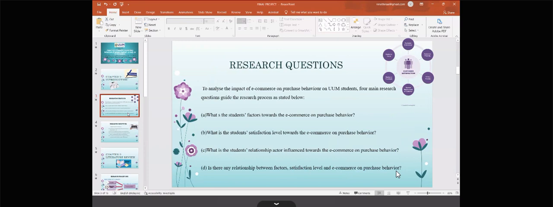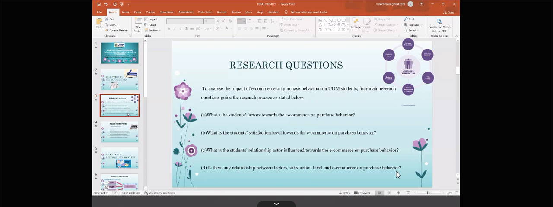What's the student factors? What do you mean by student factors? What makes them buy or purchase products online? Why? What are the factors that contribute to e-commerce purchase behavior, right? Yes, doctor.